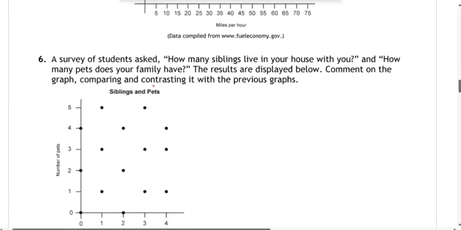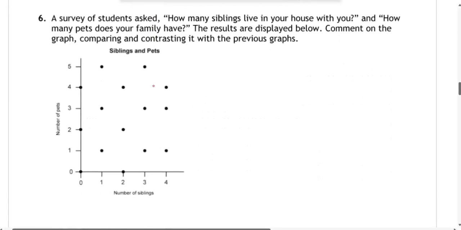All right. A survey of students asked how many siblings live in your house with you and how many pets does your family have? The results are displayed below. Comment on the graph comparing and contrasting it with the previous graphs. So if I'm looking right here, for example, this person has two siblings and no pets. This one here has two siblings and two pets. And this person here has two siblings and four pets.